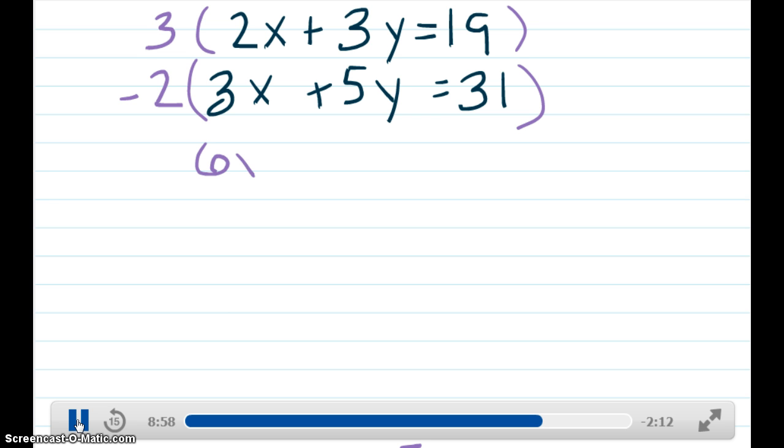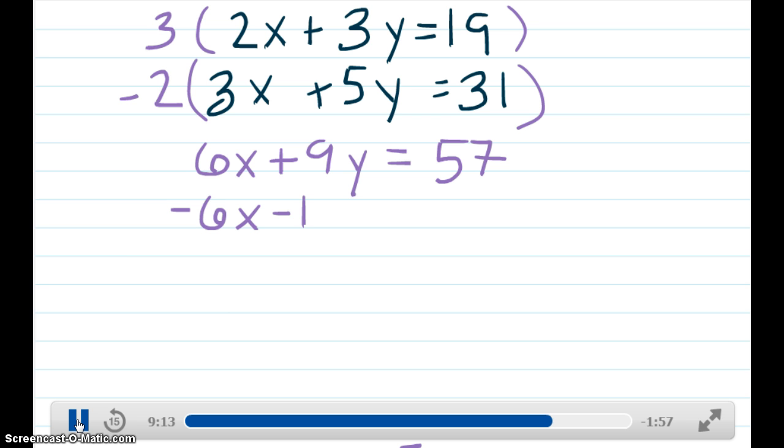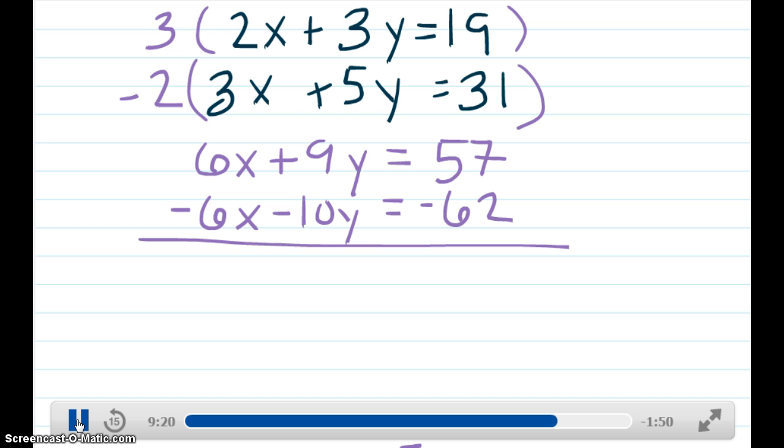So now let's make new equations. So we have 6x plus 9y equals 57. We have a negative 6x minus 10y equals negative 62. So now you see we have our positive and negative of the same number, and we made sure we multiplied to every term. Okay? When you distribute, you got to distribute to all three terms.